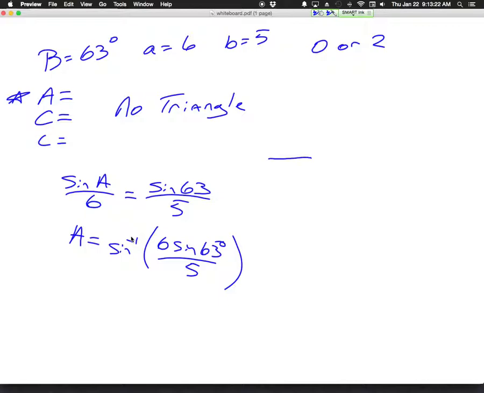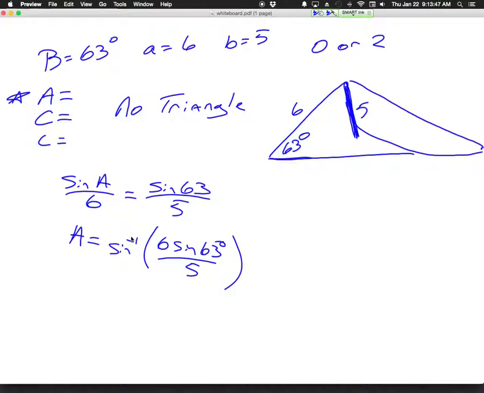That means if I've got 63 degrees there, and this thing is 6, and this thing is 5, this side right here will never be long enough to reach this. Oh, that's what's going on there. Does it work if it's too long? Well, it can't be too long, because if it's too long, you can always swing it out here and eventually pick it up over there. That's why you're automatically going to get one.